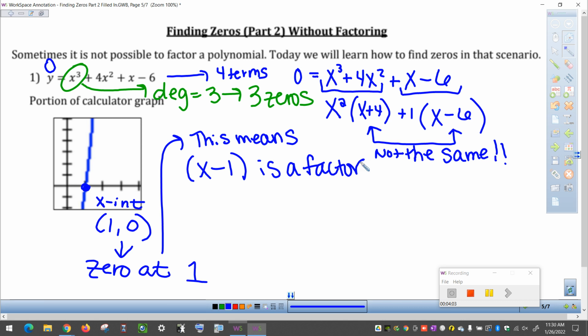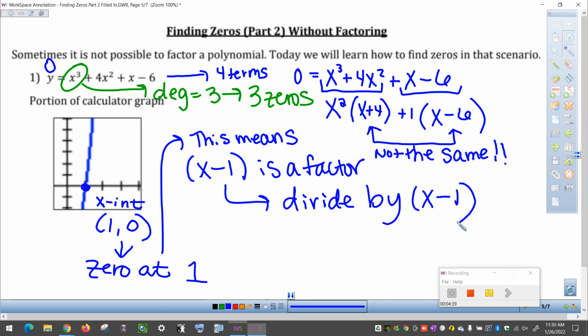So if x minus 1 is a factor, and we want to find the other factors because we want to try to find the zeros, we are going to divide by x minus 1. And now that we know how to divide, we'll be able to finish out this problem. Now in this case, because we're just dividing by x minus a number, this is just a regular linear factor, we can use the process of synthetic division.